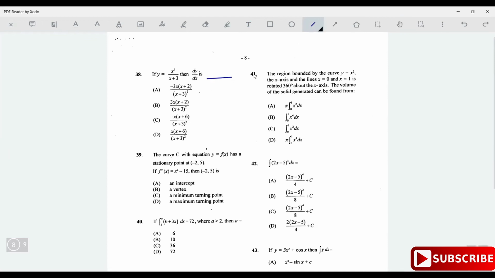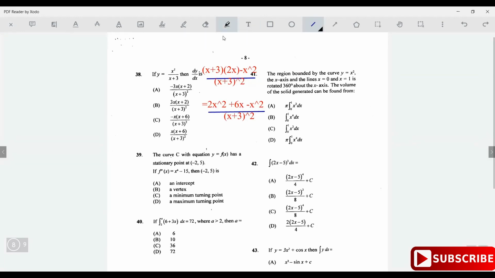So using the quotient rule, let's put the line here. You start with the bottom, which is x plus 3, times the derivative of the top, which is 2x, minus the top, which is x squared, times the derivative of the bottom, which is 1, over the bottom squared, which is x plus 3 all squared. Now you get 2x times x is 2x squared plus 6x minus x squared over x plus 3 all squared. All right, nice. So this is what we get.